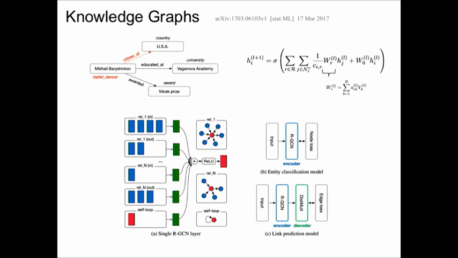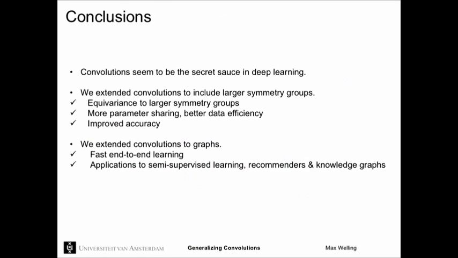Okay? And then again, you can do two things. You can do entity classification, which is basically computing or predicting something on nodes, or you can do link prediction, which is, again, very similar to what I just said, predicting things on edges. Now, we have results. They're in an arXiv paper, so you can look them up. But I didn't want to bother you with more numbers that are bold.